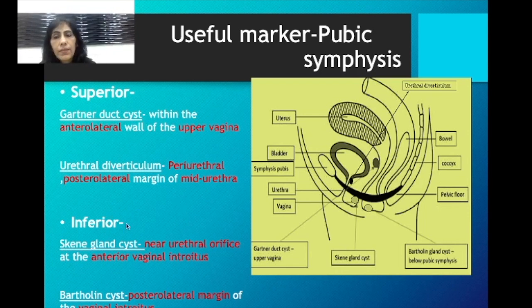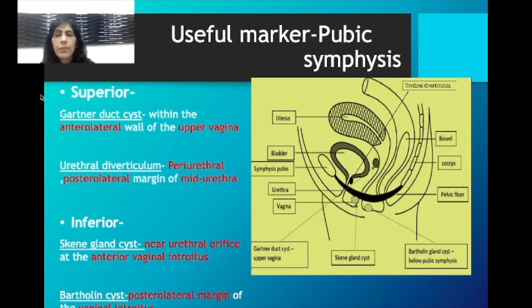Then the lesions which are inferior to the pubic symphysis. If I find lesions inferior to the pubic symphysis, what can these be? These can be either a Bartholin gland cyst or a Skene gland cyst. Now, how will you differentiate between the two? The Skene gland cyst is in the anterior vaginal area, while the Bartholin cyst is on the posterolateral margin. It is a little difficult because sometimes they may look very similar, but if the lesion looks closer to the urethral portion, it is likely a Skene gland cyst. If it is away from the urethral side, more towards the rectal side, then it is a Bartholin cyst.